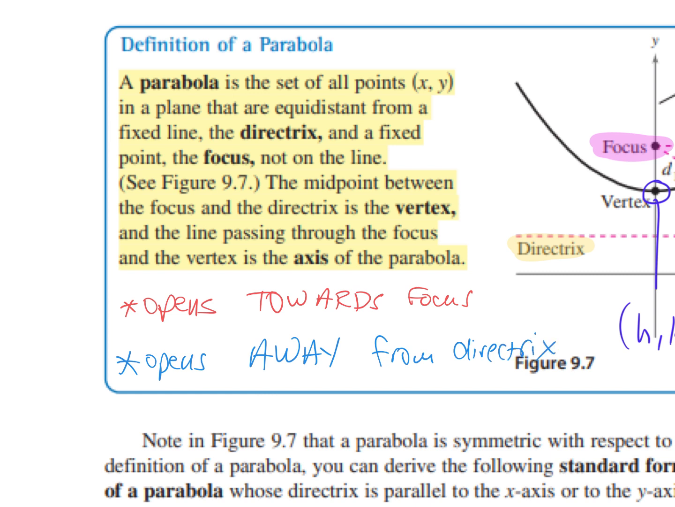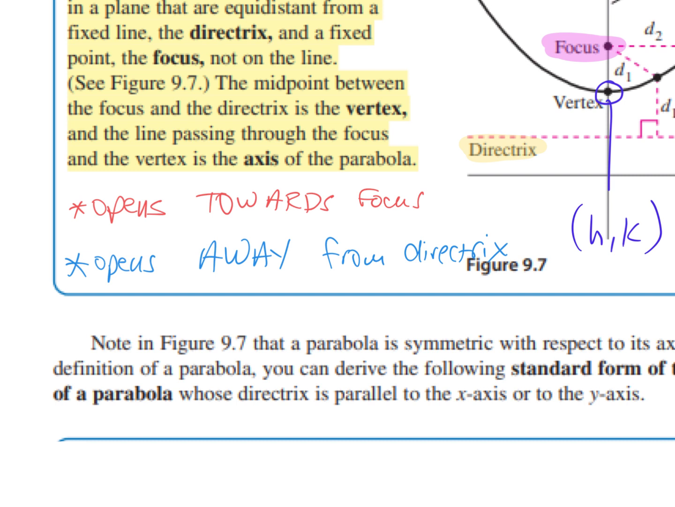Why is that important? Because they're going to tell you that the focus is at some point. So when you draw your picture, if they give you the focus, your parabola opens towards that. It should be inside the bowl. If they tell you the equation of the directrix, that means it should open away from it. You'll see that in a second. Your directrix is always written as an equation. It'll be either x equals or y equals a line. Just x equals 3, y equals 2, whatever. Always.